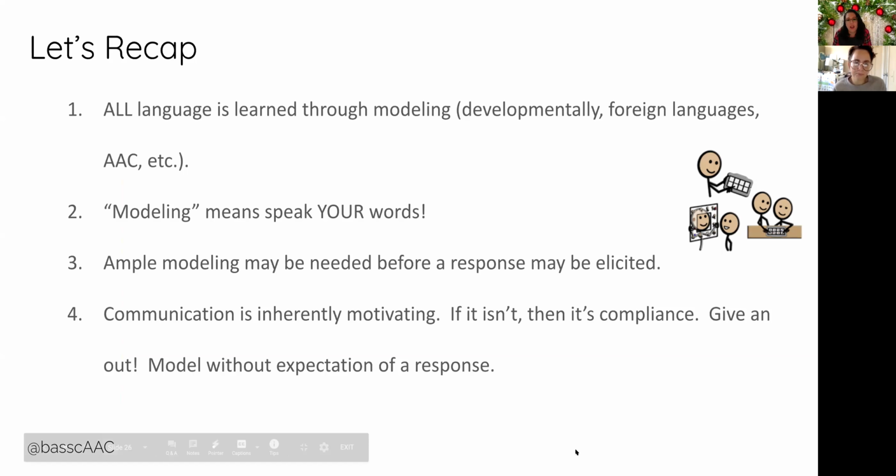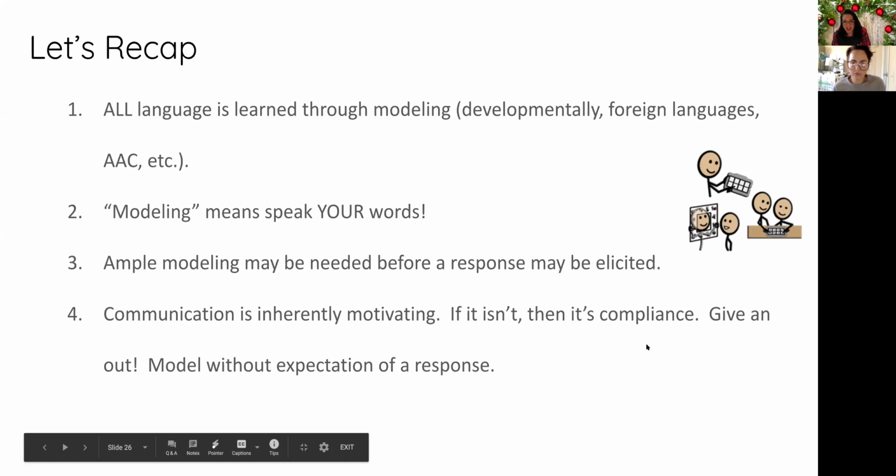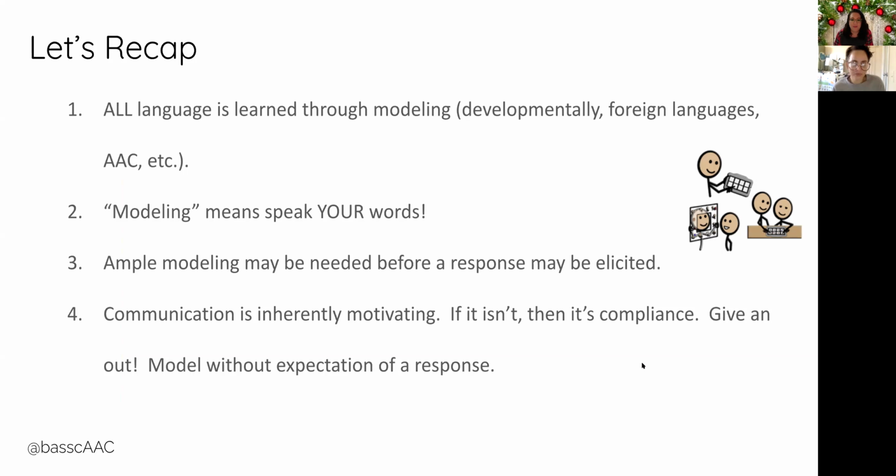Mm-hmm. All right. And remember to give an out, using that different or that no, and that modeling without expectation of that response. So response not required.